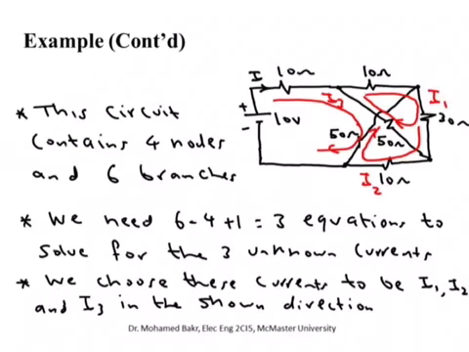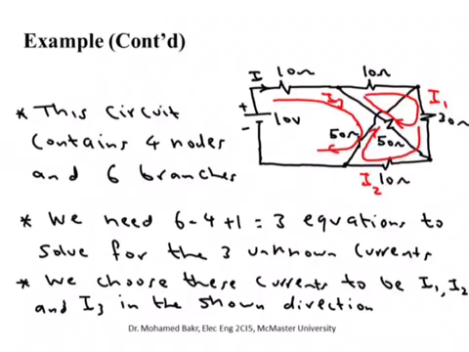If you take a look at this circuit, you will see that you have 1, 2, 3, 4 nodes. And if you count the number of branches, 1, 2, 3, 4, 5, 6, you have 6 branches and 4 nodes. If you apply the limit I mentioned earlier, the number of independent KVL equations is 6 minus 4 plus 1, which is equal to 3.